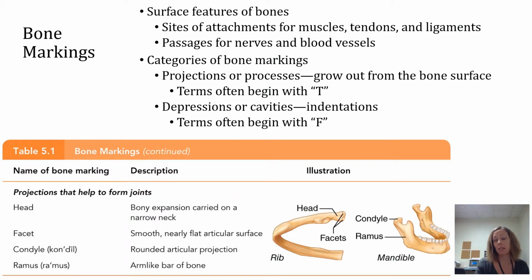Next, we have bone markings, and this I think is on the next 3 slides, maybe 2 slides. We have a table that you can just read through. I don't need to read you the table, all right? But bone markings are features on the surface of a bone. Okay, they provide sites for attachments for ligaments, tendons, muscles. They also are passageways for nerves and blood vessels. All the foramina are going to be passageways for nerves and blood vessels. They gave you the hint: a projection or a process comes out, a depression or a cavity goes in, and lots of times the T terms are going to be projections and the F terms are going to be depressions. So go through the next 2 slides and read those. You're responsible for all of these words because that's what we're going to use for the practical.